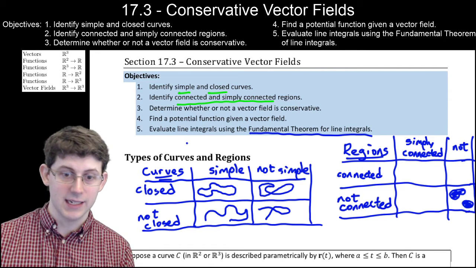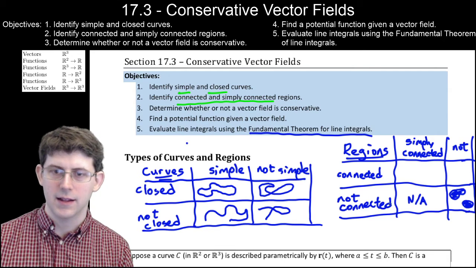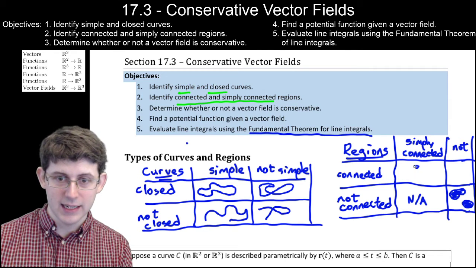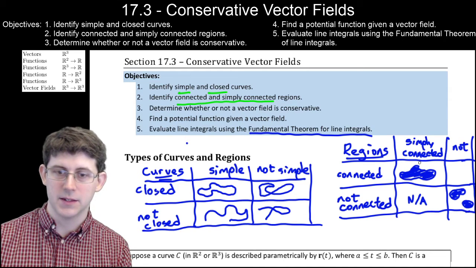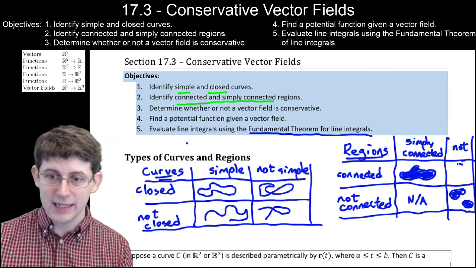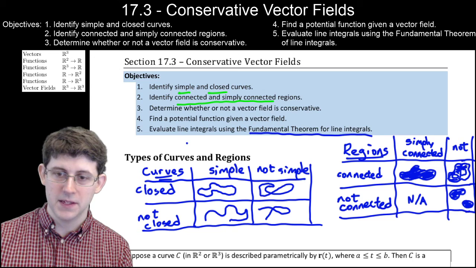If you're simply connected, then you are connected. So there's nothing that goes here. This never happens. Connected and simply connected means that you have a region and it's all one piece, and there's no holes in it. So this is a simply connected region. If you're connected but not simply connected, it means that there's one piece, but there's maybe some holes poked in it. This region does not count as simply connected, even though it is connected.